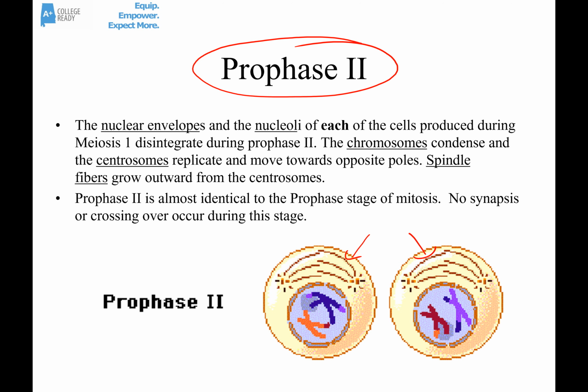So the nuclear envelopes and the nucleoli of each of the cells disintegrate. The chromatin condenses into chromosomes. The centrosomes replicate, move toward opposite poles, and they construct spindle fibers. There's no synapsis during prophase 2. Prophase 2 is essentially identical to the prophase of mitosis.